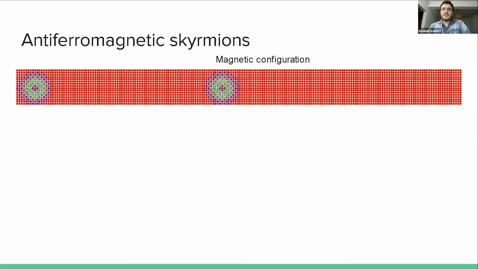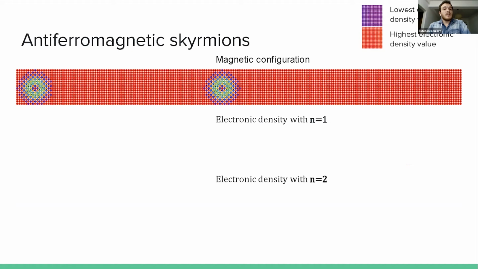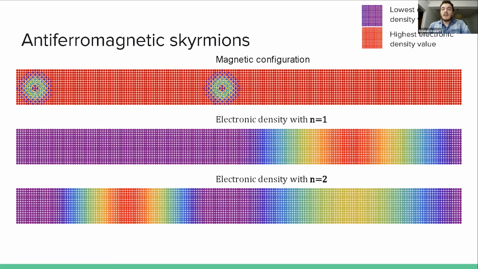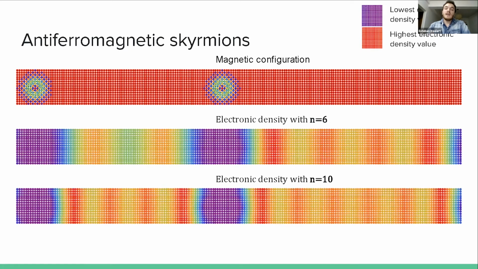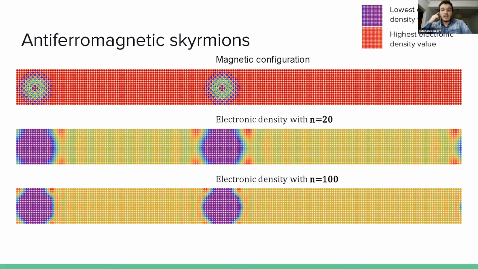For antiferromagnetic skyrmions, we see the same results for the first fillings. And if we increase the filling, we notice that the antiferromagnetic skyrmions act like a hard core for electrons, remaining this structure stable as we increase the filling. So again, we could conclude that the antiferromagnetic skyrmion is a much more stable kind of texture.